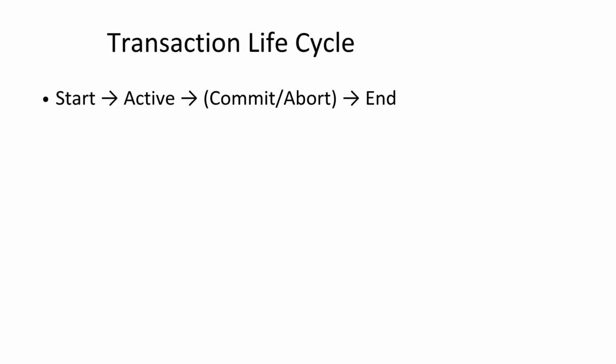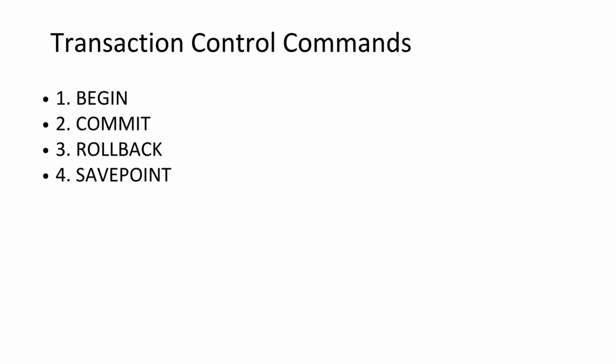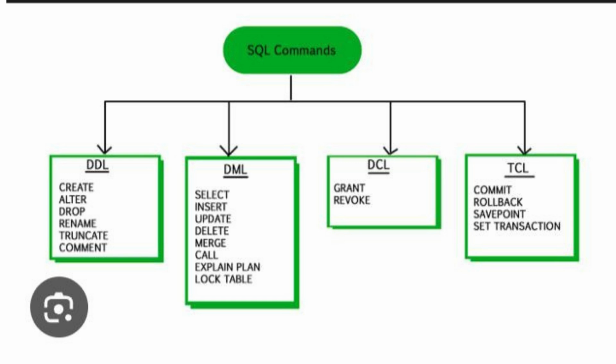Transaction life cycle. The full transaction life cycle is start, active, partially committed, committed or failed, end. This helps track the progress and handle failures at any stage safely. Transaction control commands. There are four main control commands: begin to start a transaction, commit to save changes, rollback to undo changes, savepoint to mark a point within a transaction. These commands give you control over how and when changes are saved.